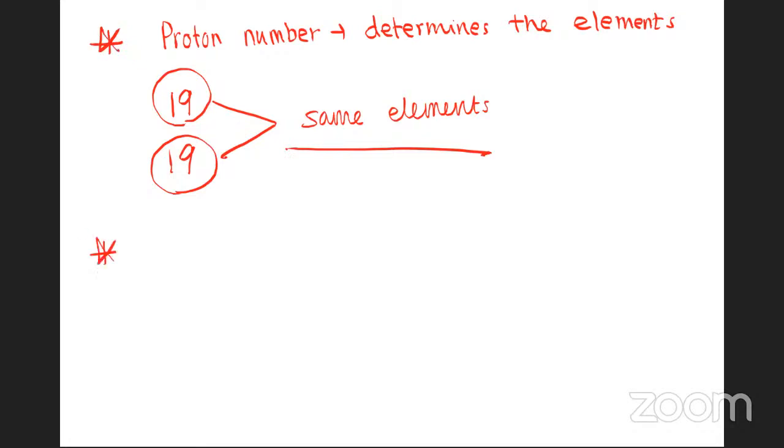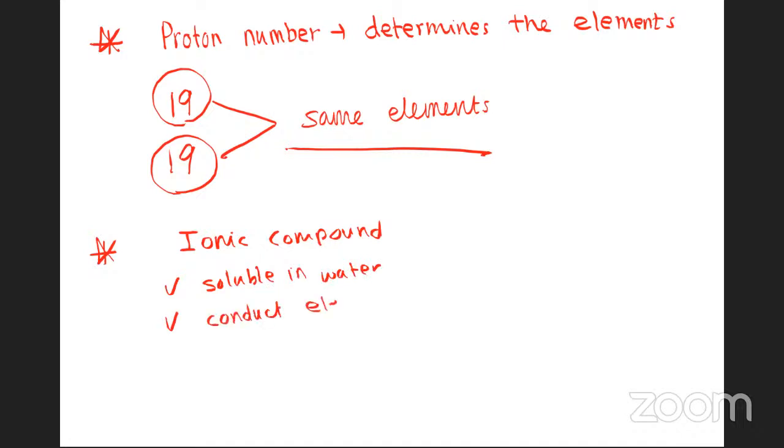The second thing is ionic compounds. Ionic compound properties: number 1, they're soluble in water. Number 2, they conduct electricity when molten, and that is because the ions are free to move. Okay, in the molten state or in solution, the ions can move around, they can carry electric charge.